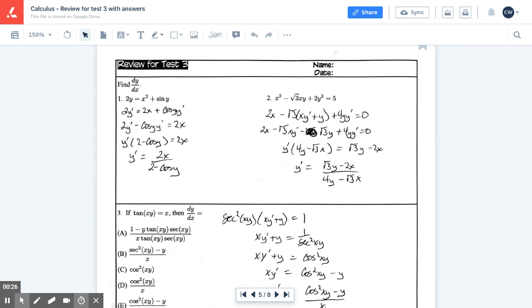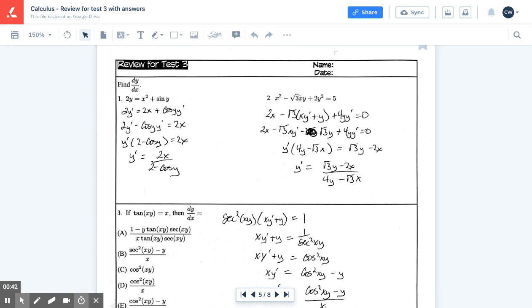Then we want to get the y primes together on the same side. So we subtract cosine y prime over. We factor out the y prime, and then we divide by what's in the parentheses. So there's number one. Number two, the derivative of x squared is 2x.